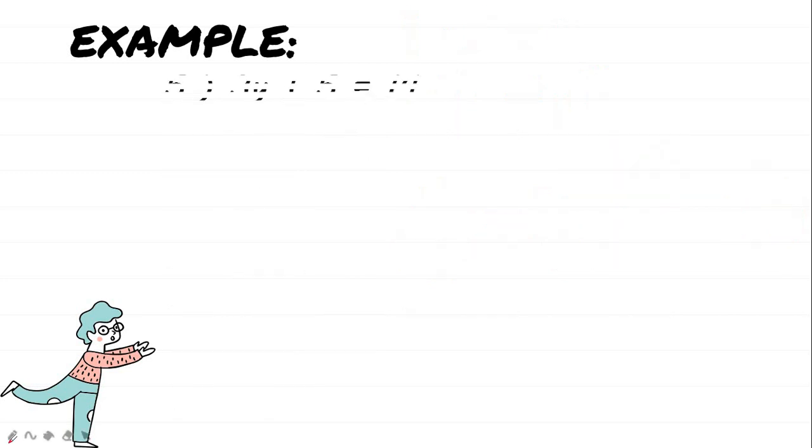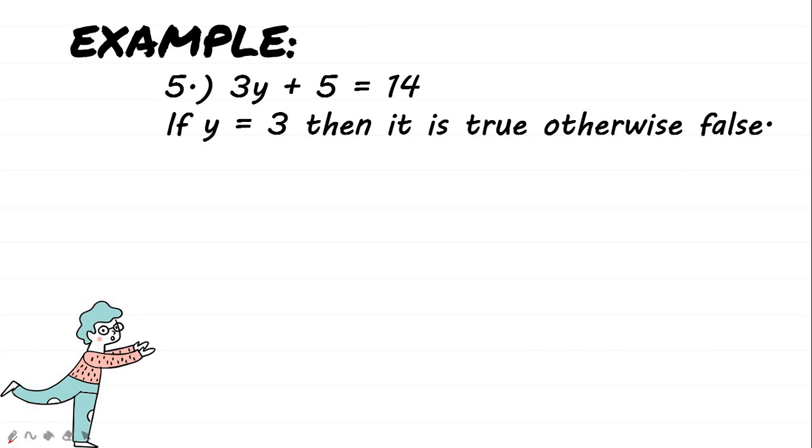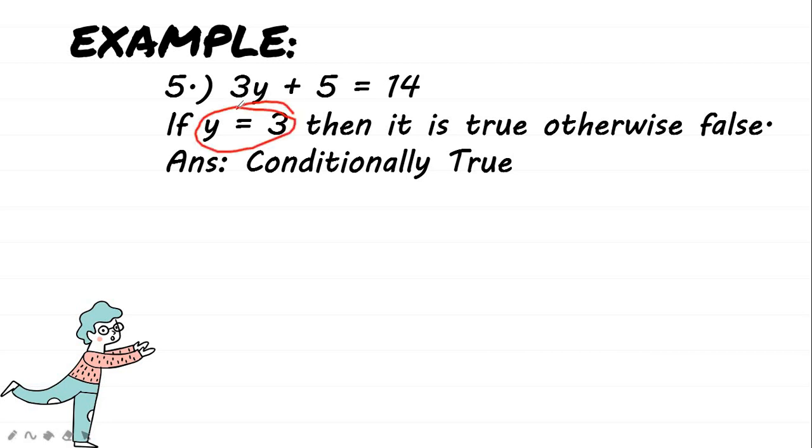Okay, let's have more examples. Example number 5: 3y plus 5 equals 14. If y is equal to 3, then it is true. Otherwise, it's false. So the answer for this one is conditionally true. If the value of y is 3, the statement is true. But what if the value of y is 4? The statement is now false.